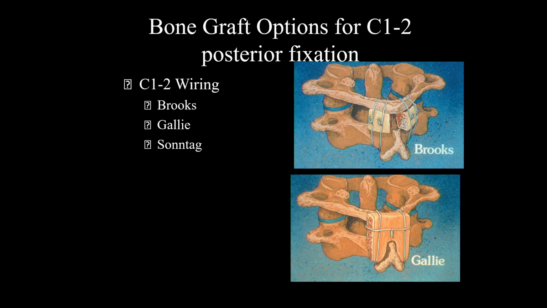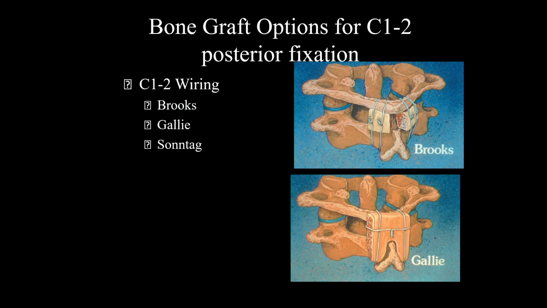The classic ways are Brooks, Gallie, and Sonntag. Brooks is easy for me to remember. I'm a simpleton anyway. Brooks is B for bilateral. There are bilateral pieces of bone graft, and you just wire C1 and C2 with those bilateral pieces of bone graft. This is assuming you don't have to do a laminectomy.